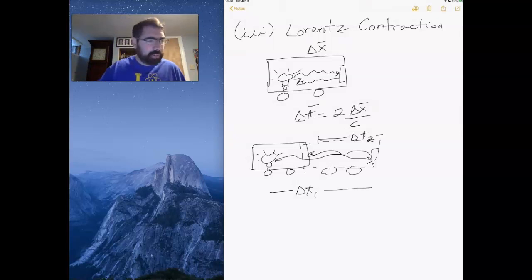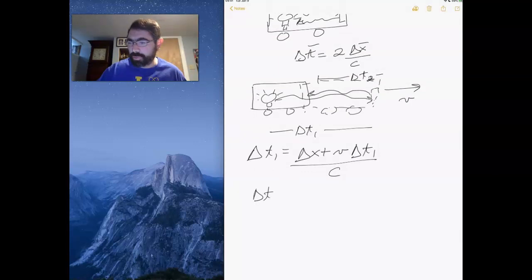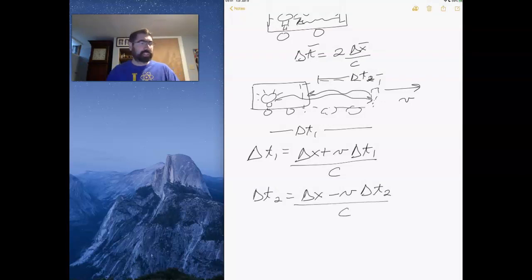Those times are: delta t1 is the length that it traveled, delta x, plus the velocity of the car, the truck, whatever you want to call it, times delta t1, divided by the speed of light. For delta t2, it's the distance that it traveled minus the distance that the truck traveled, minus the speed times delta t2, over the speed of light.